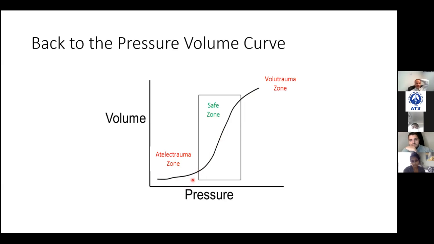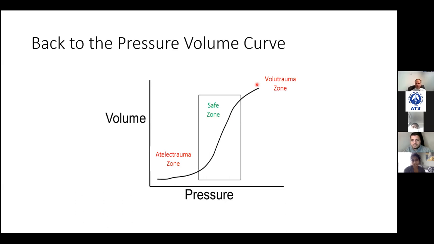Because remember that ARDS is a complex and heterogeneous disease. There are areas of the lung that are more diseased, areas of the lung that are more normal, and the compliance varies from region to region. So one graph can't show you the whole thing. This is just an aggregate, all right? So some areas of the lung move from here to here, but some other areas of the lung may have been here in the green zone and moved up to here, all right?